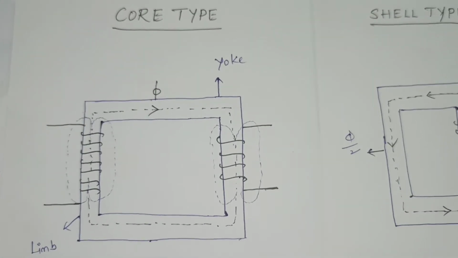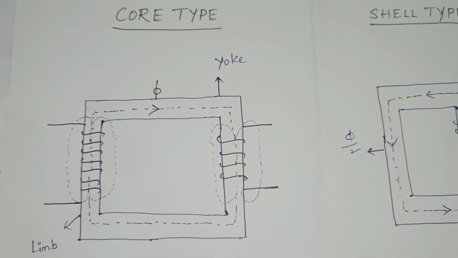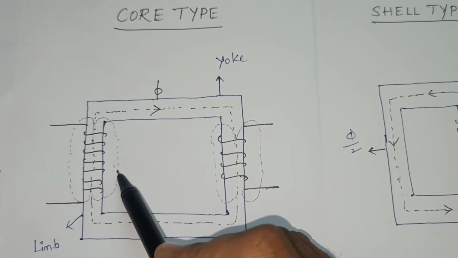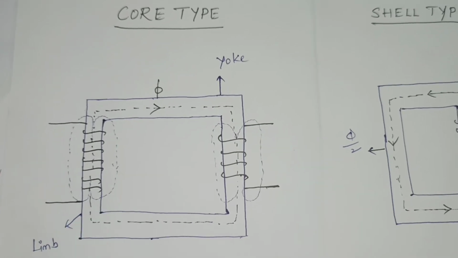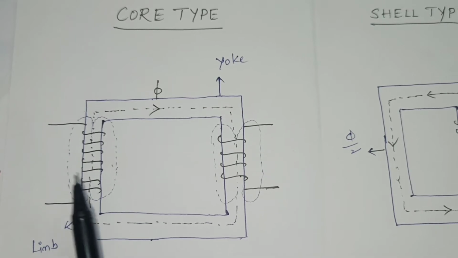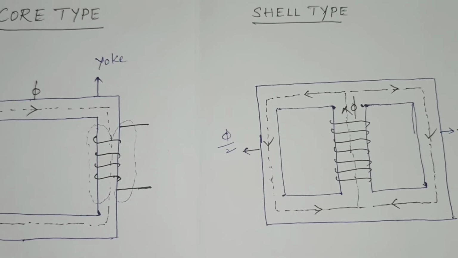Now coming to leakage flux. The leakage flux of the core type transformer is more compared with the shell type. This is called leakage flux. The leakage flux flows through the winding only. In total we have two windings, primary winding and secondary winding. That's why the total leakage flux of the core type transformer is more compared with the shell type transformer. That's the next difference.